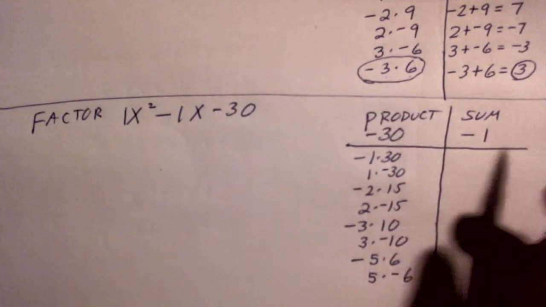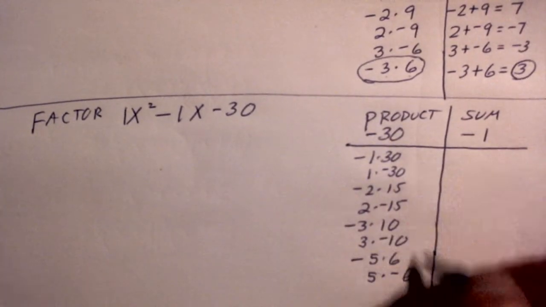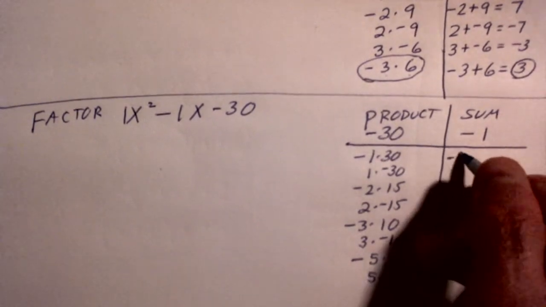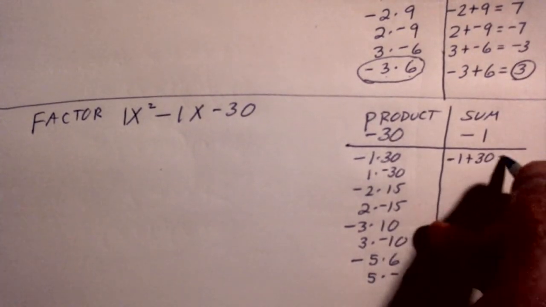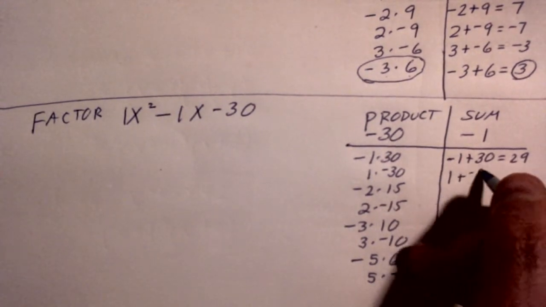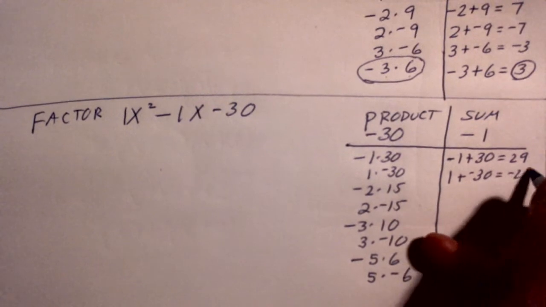The list is quite extensive. We're searching for a couple of factors in this list now that sum up to negative 1. It's not going to be negative 1 and 30 because they add up to 29. It's not going to be 1 and negative 30 because 1 and negative 30 add up to negative 29.